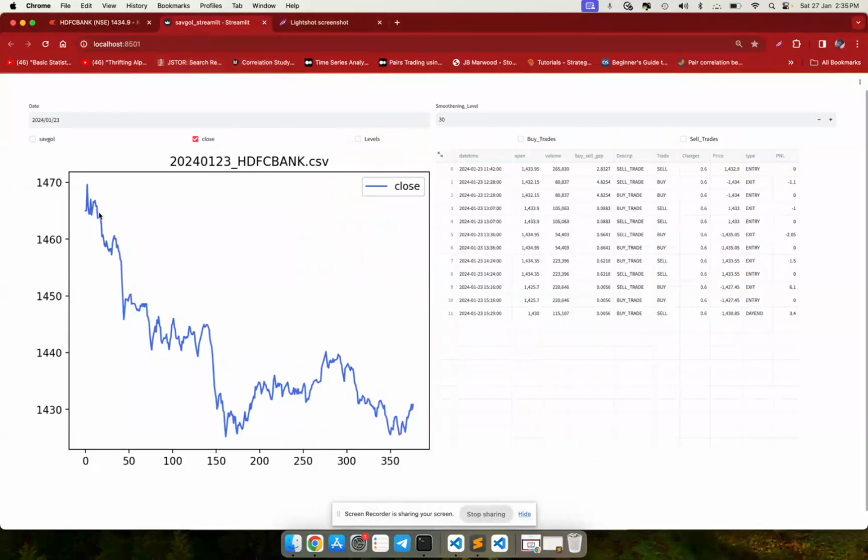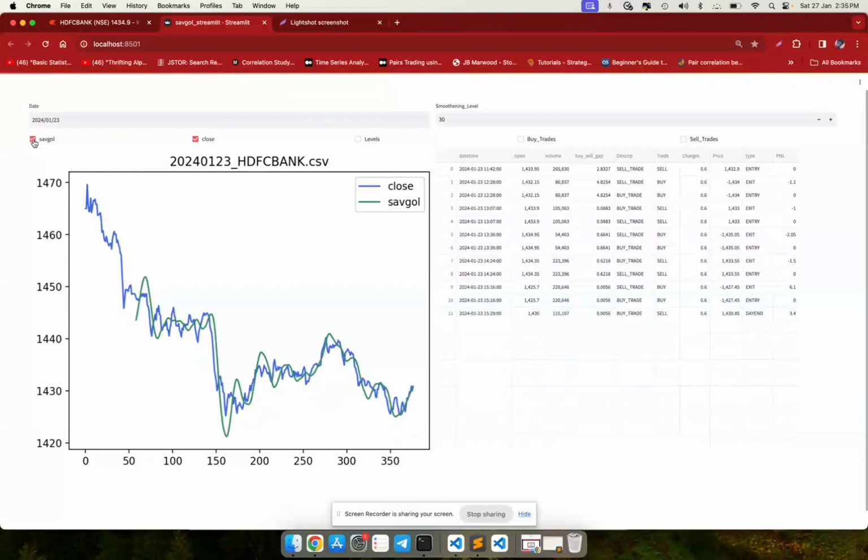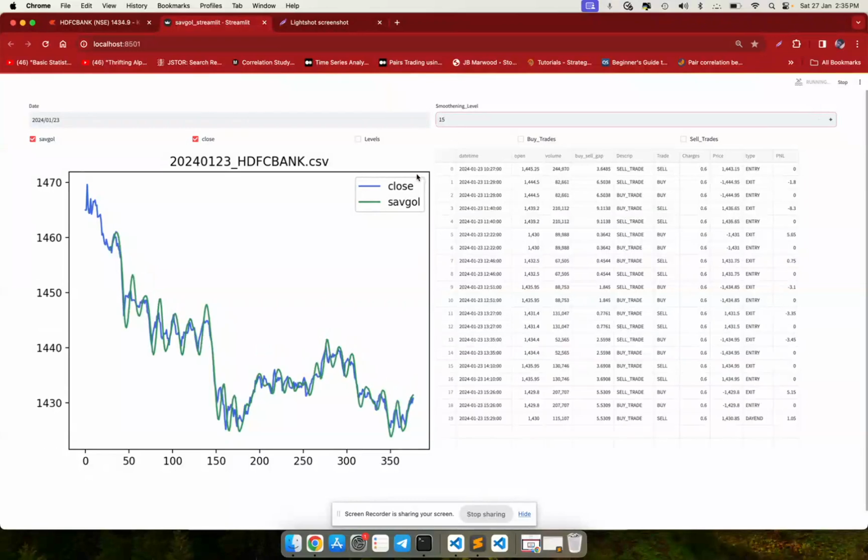taken the close prices, I have plotted them, and I have smoothened those prices using a Savgol filter. Okay, I think I will use a Savgol level 15. We can see clearly, now you can see how snugly the Savgol filter is fitting the prices.